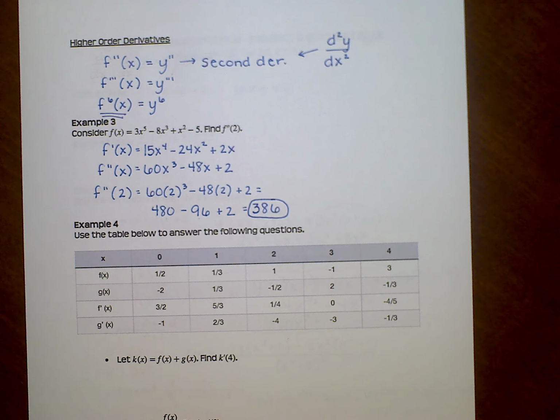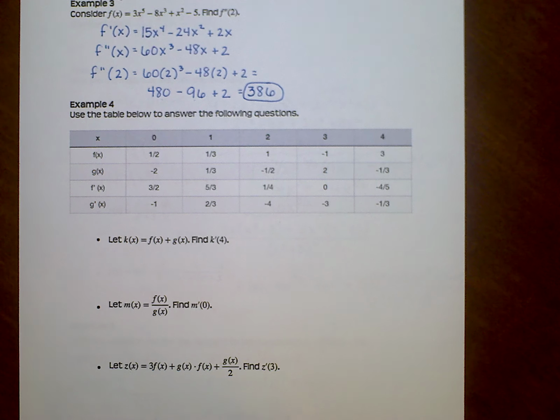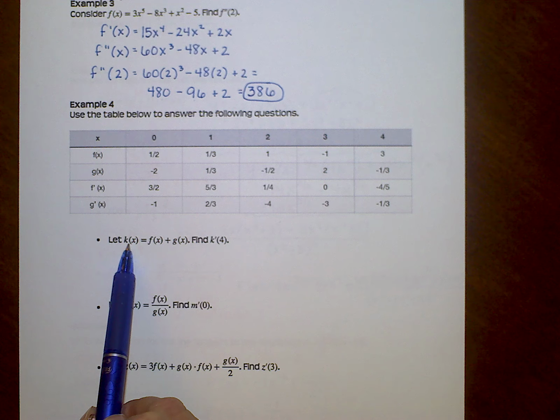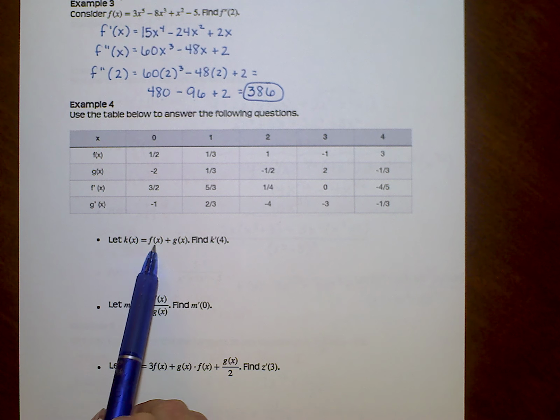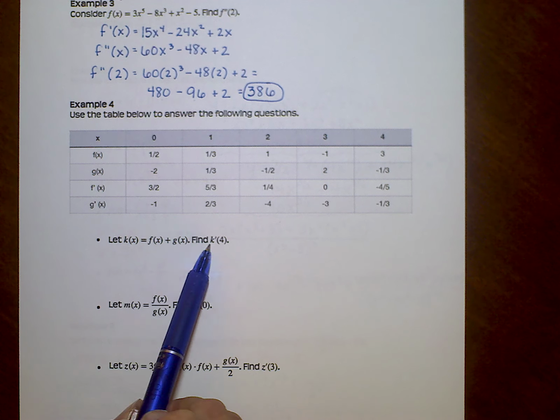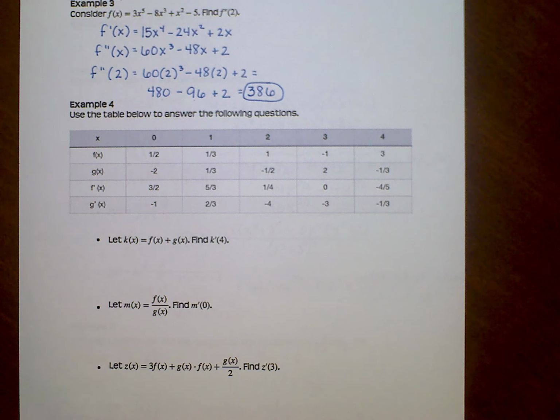Okay, let's look at derivatives in a slightly different context. So in this next example, I have a table of values. I have two different functions here, f of x and g of x. And then I also have derivatives of f of x and g of x, but only at these selected values. So I don't have a whole equation to work with or anything. And this really gets at, do you understand your derivative rules and relationships? So k of x is f of x and g of x added together. So it wants me to find k prime of 4.